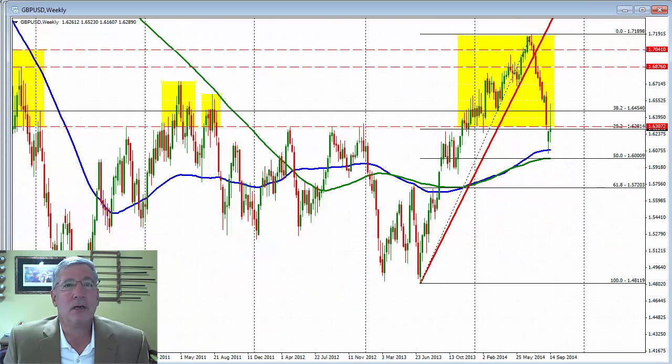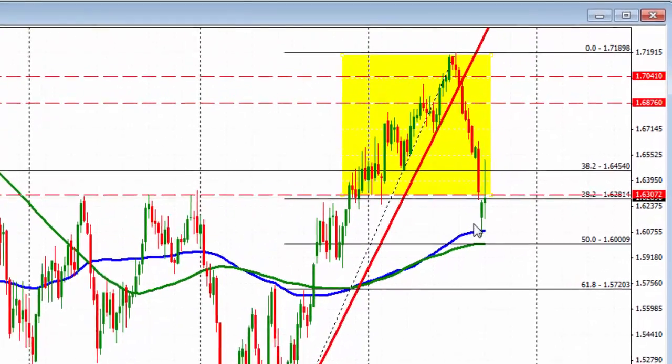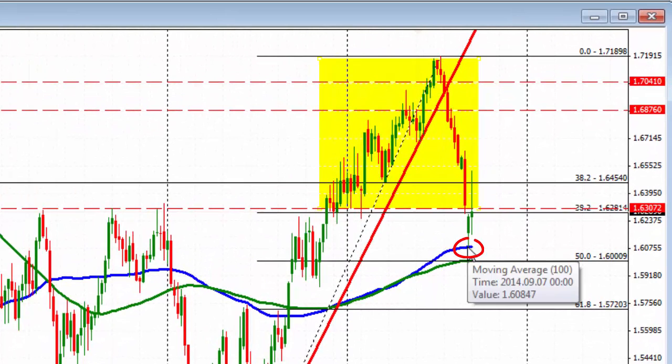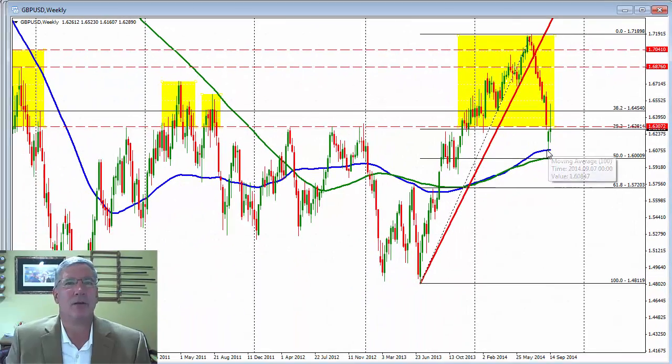Now, one final look at a weekly chart, just to put things in perspective. Looking at the weekly chart here, we did come down to the 100-week moving average in last week's trading when we reached the low of 160.50, and we bounced off of that 100-week moving average. So there is some positive there.